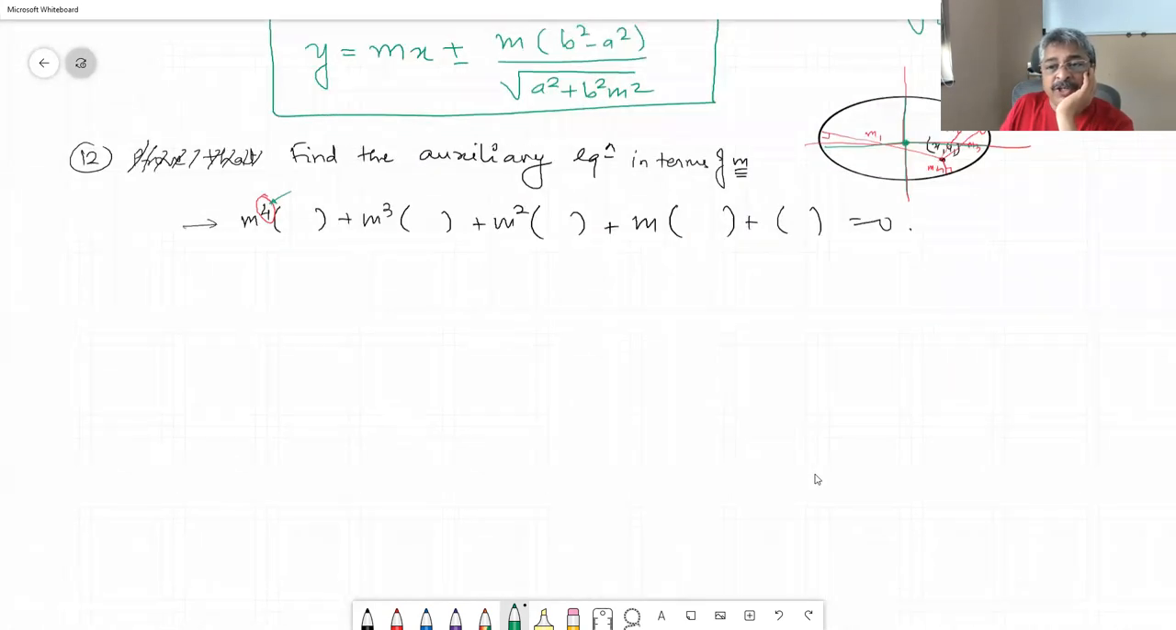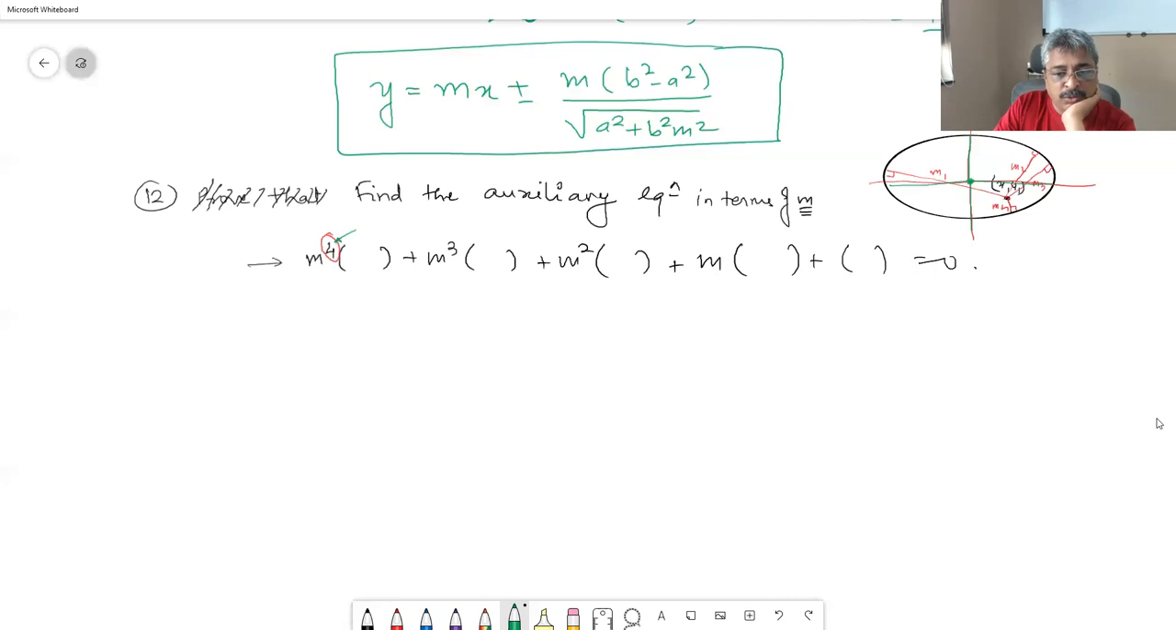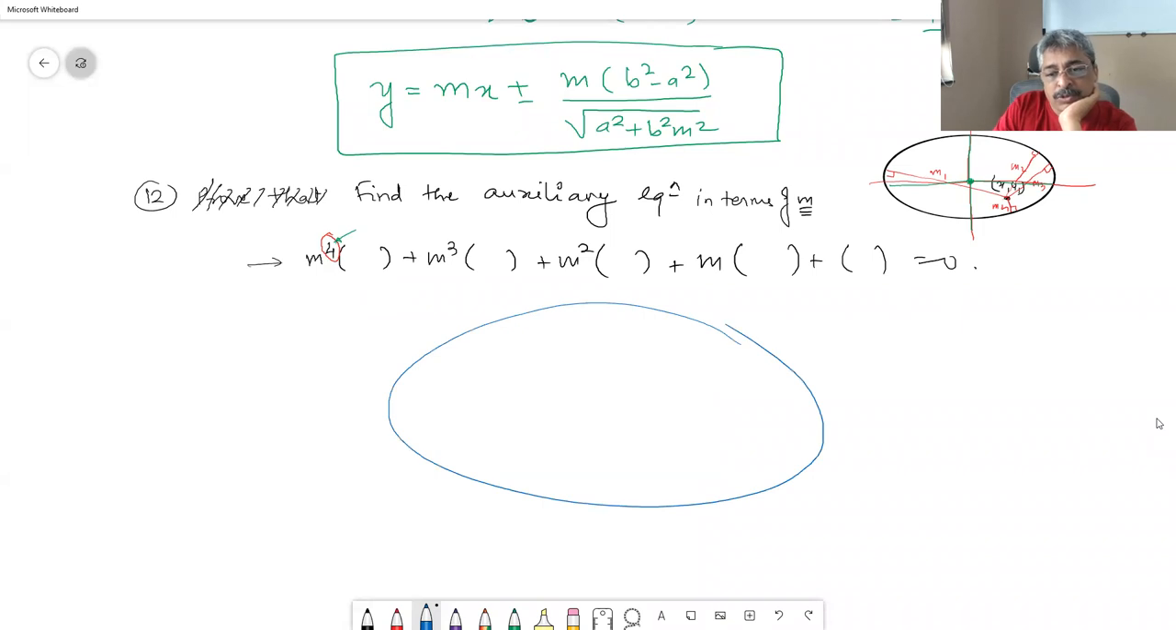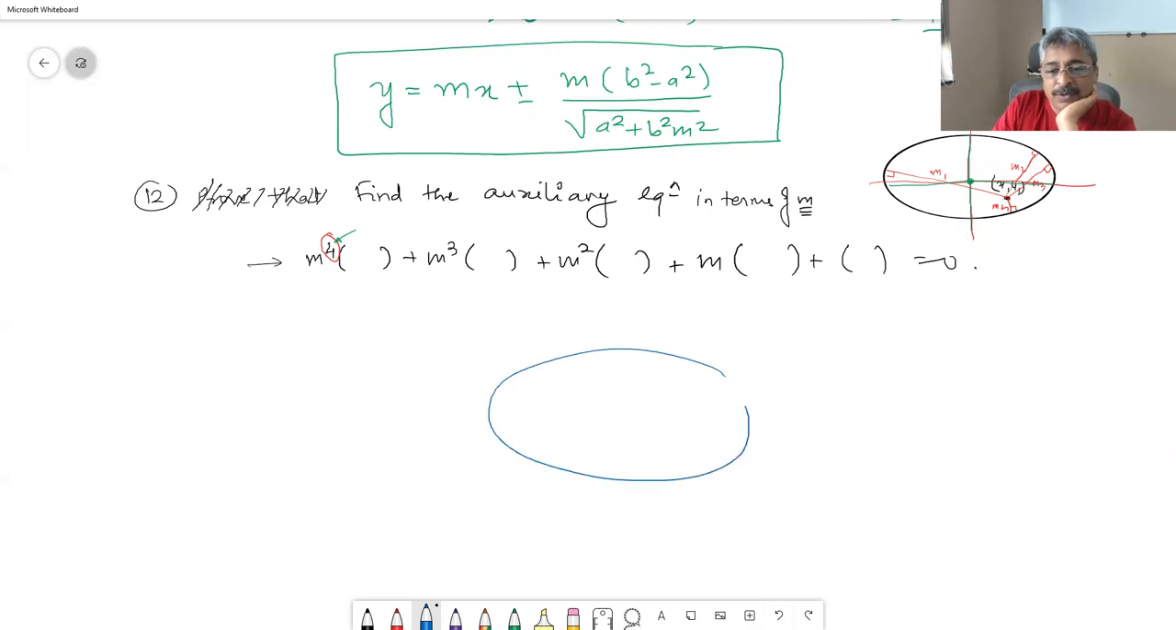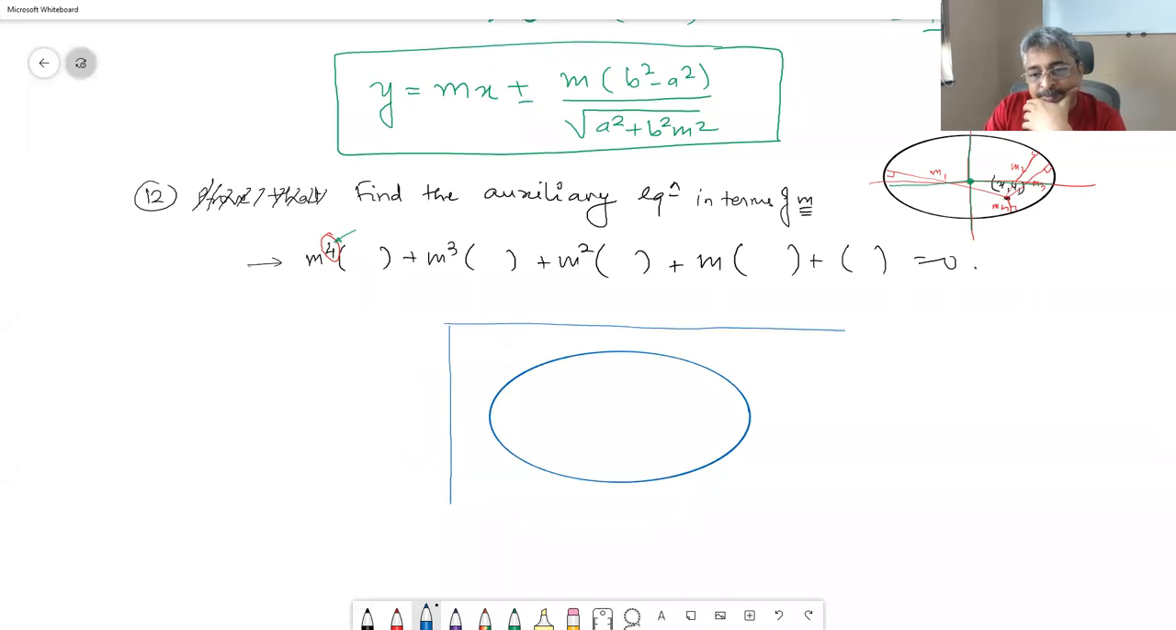understand this experiment by which you will come to know how you should get them. Suppose we have an ellipse. Somehow it is not giving me the ellipse. Last try. Suppose we have an ellipse. And suppose this ellipse is in a swimming pool full of water.